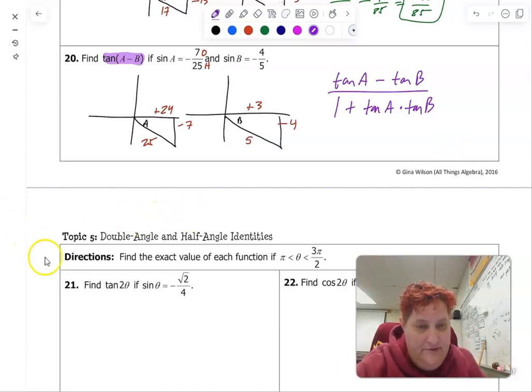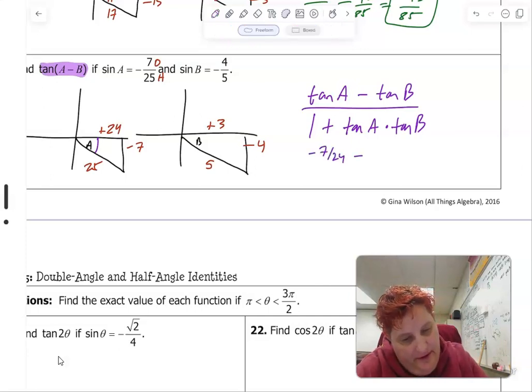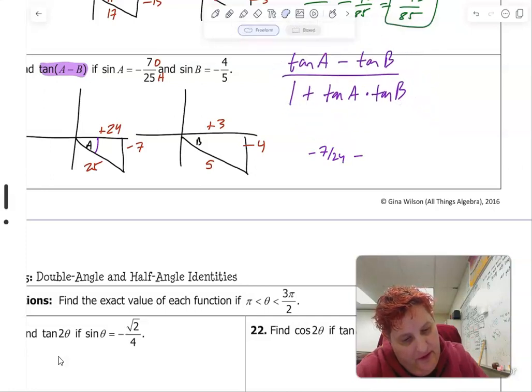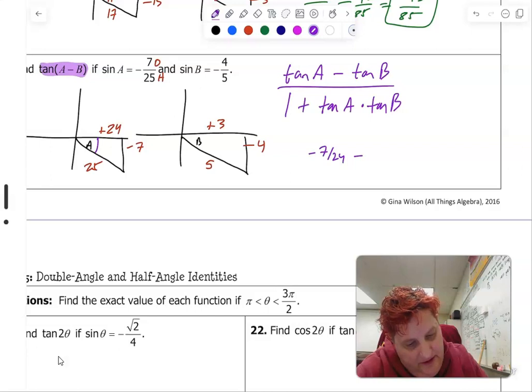Now, tangent's opposite over adjacent. Okay, here is where I think it'll be the easiest way for you guys to do this. So, tangent of A is opposite over adjacent. That's going to be negative 7 over 24. Tangent of B is opposite over adjacent, minus negative 4 over 3, and then 1 minus negative 7 over 24 times negative 4 over 3.